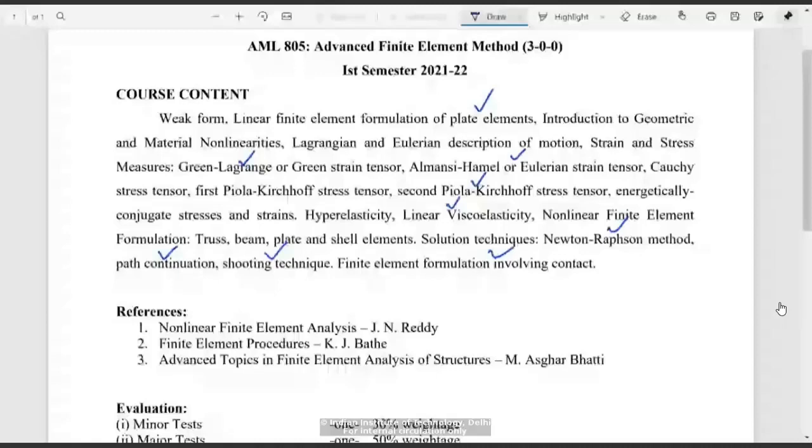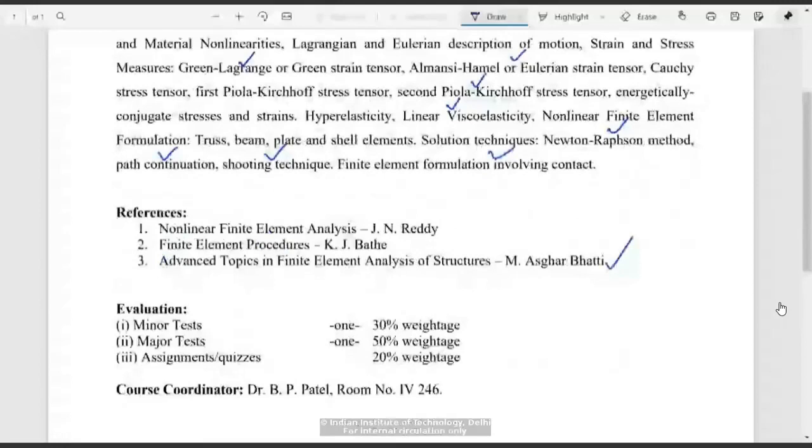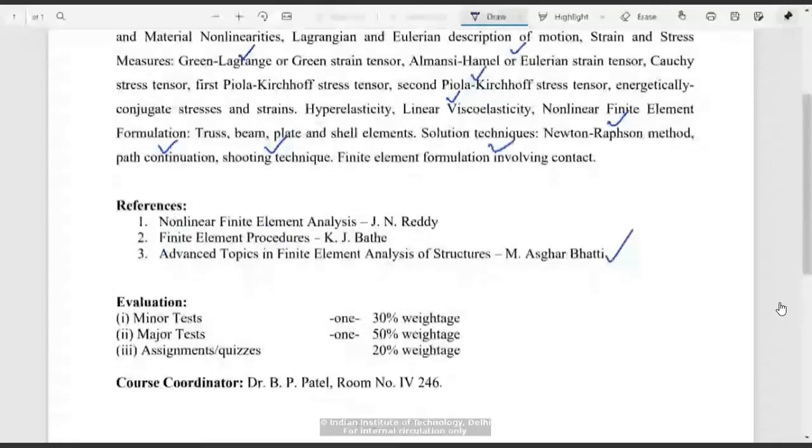Then some topics from Finite Element Procedures by K.J. Bathe, and many of the topics I will be taking from Advanced Topics in Finite Element Analysis of Structures by M. Asghar Bhatti. So this is a reference. Many of the topics I will be covering from this book. So this is about the course content and the reference books.